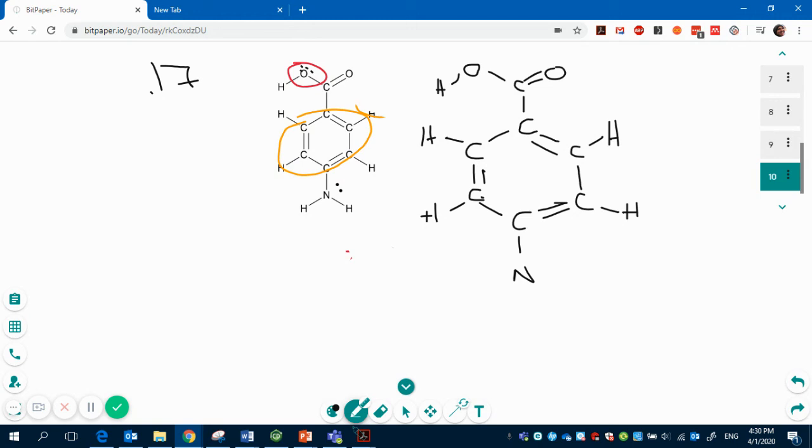The only difference then is here at the nitrogen where I have to have one of the bonds going out or going in the back. That's really the only difference for that one.